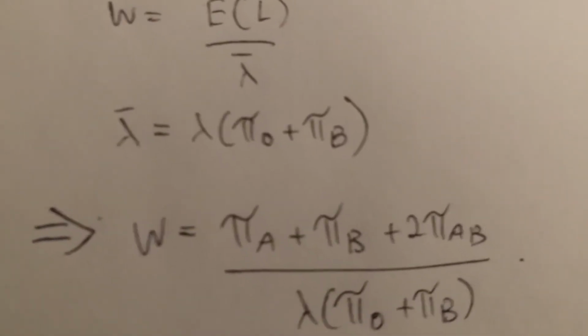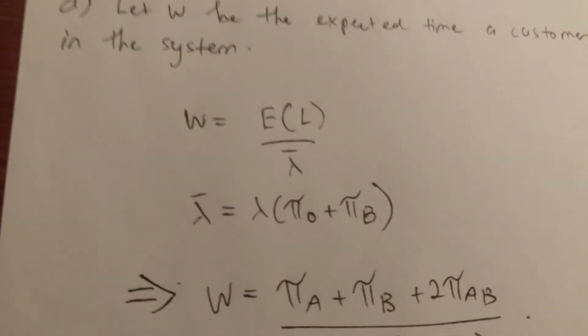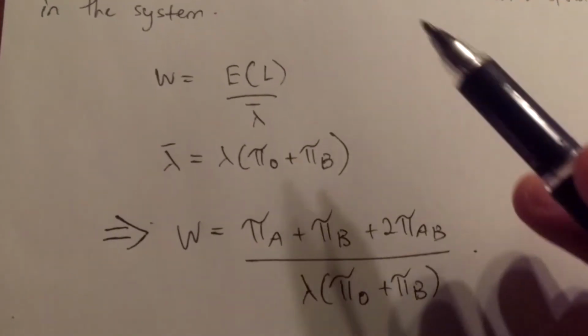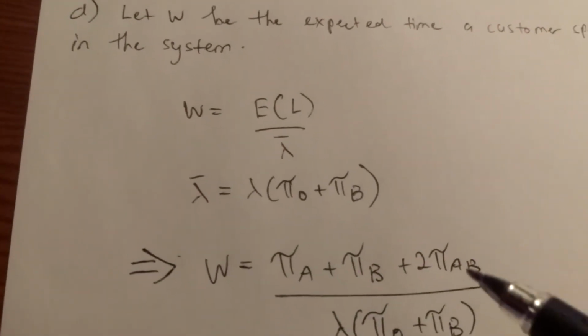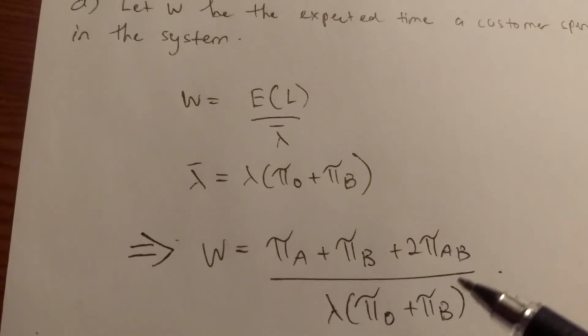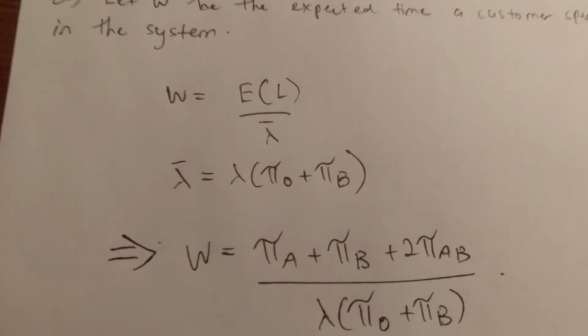So we're substituting in what we got from part C. So EL is what we obtained in part C. And we put it in there and we get this final answer.